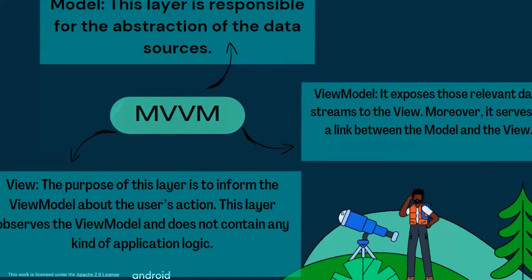But what's the specialty of MVVM here? This model and this view have no direct contact with each other. As I've told you earlier, the code is separated. So then how do they interact? For that reason, we have another layer called the view model. The purpose of this layer is just to be a link between the model and the view.